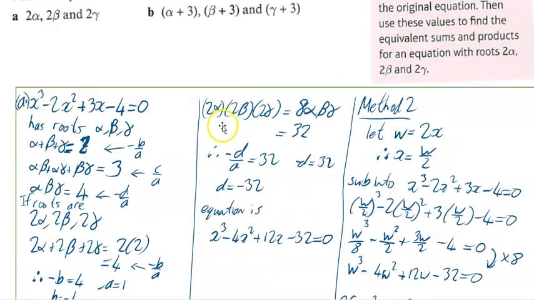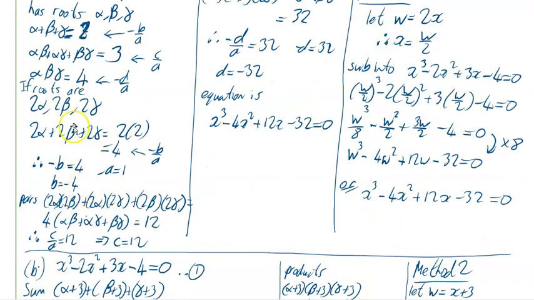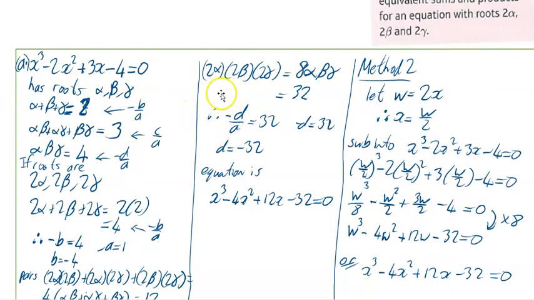So for d, remember from the original, it was the product of the roots. So we're going to be looking at it again. So the product of our roots, remember our roots were 2 alpha, 2 beta, 2 gamma. So the product of those, you're going to get 8 times alpha beta gamma. And alpha beta gamma from earlier on we said was equal to 4. So that's just 8 times 4, which is 32. So that means, again, remember your a is 1, so minus d over a is equal to 32. And a is 1, so that's just minus d is equal to 32, or d is equal to minus 32.